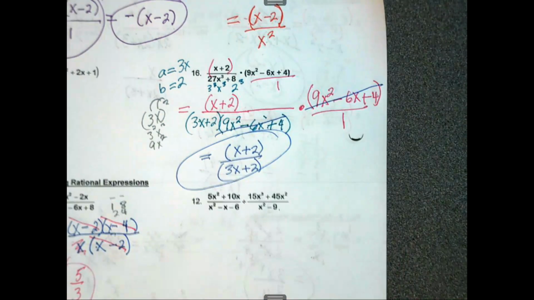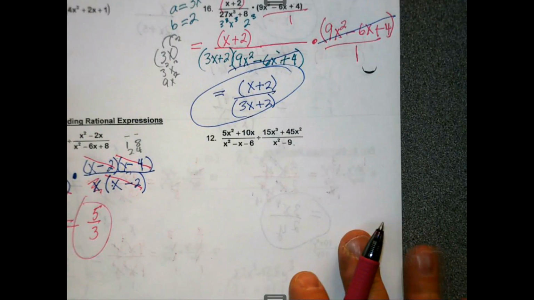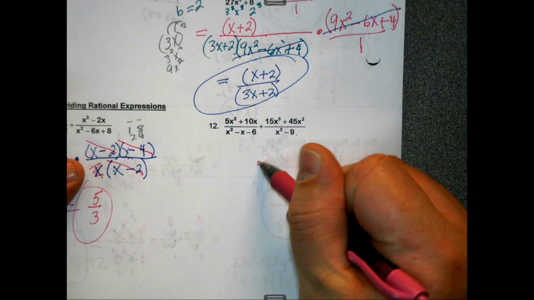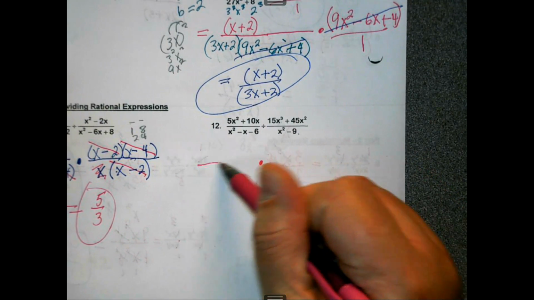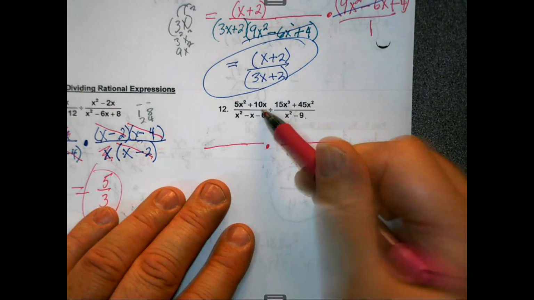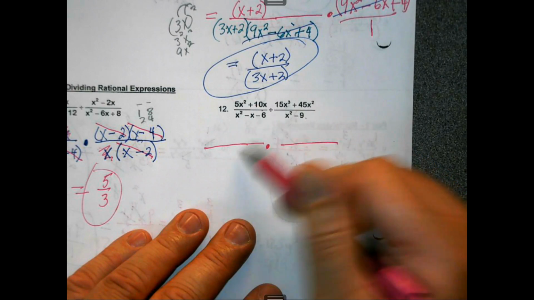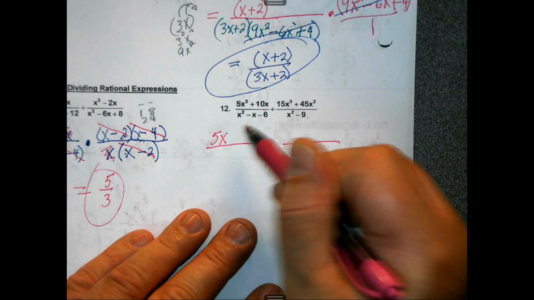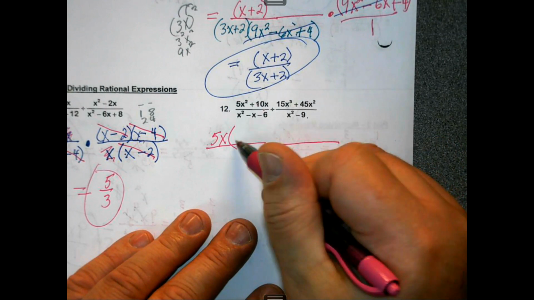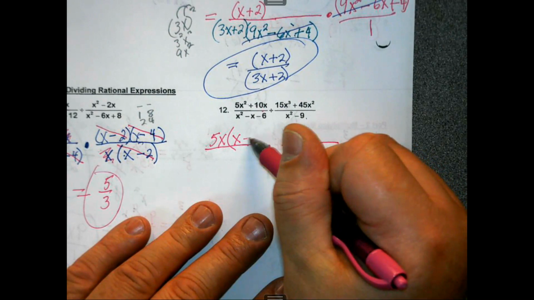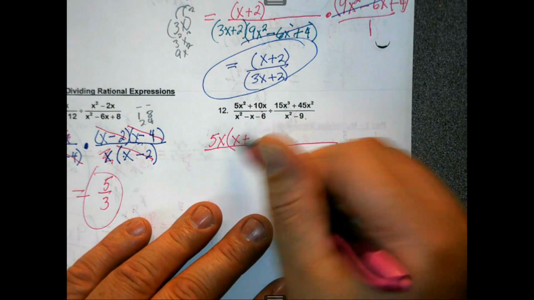Let's do one more division problem. It's the last one, right, guys? Number 12. I have a division, so I'm going to change it to multiplication and flip them. Okay, first fraction stays the same. And I'm going to go ahead and factor as I rewrite it. So I can take out common factors of a 5 and an x. And I'm left with 5x squared divided by 5x is just x. 10x divided by 5x is just 2.